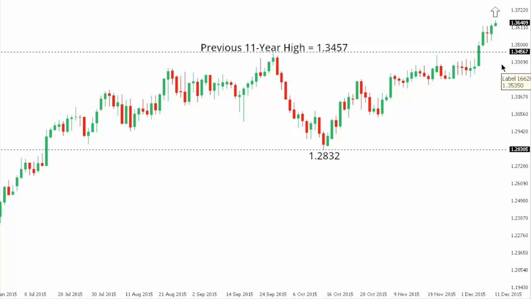Any setbacks, however, should be very well supported into the 130 to 133 area, while ultimately only back below 128.32 would compromise the constructive outlook for dollar CAD.